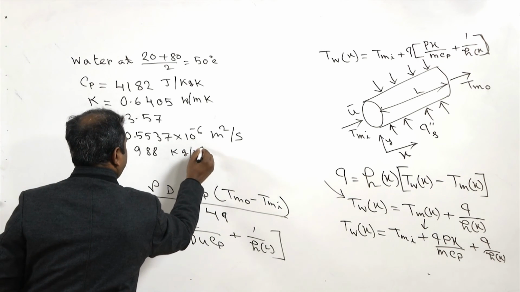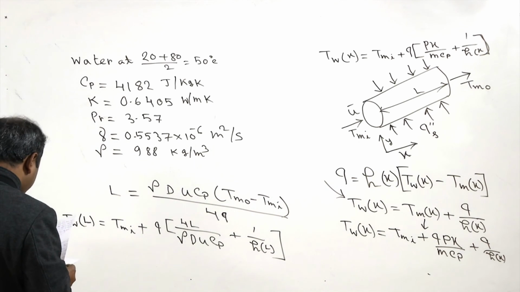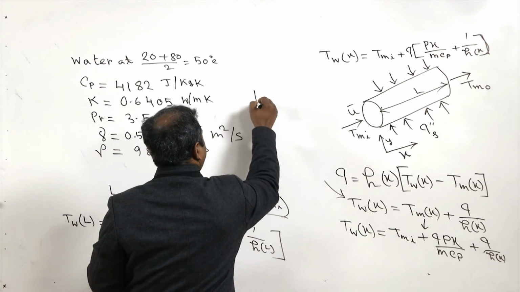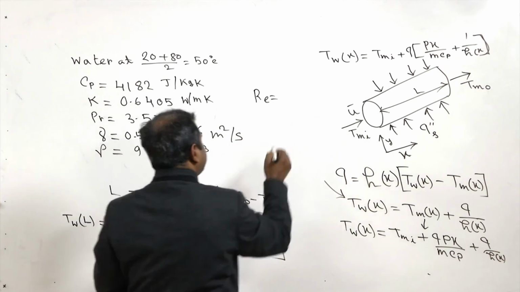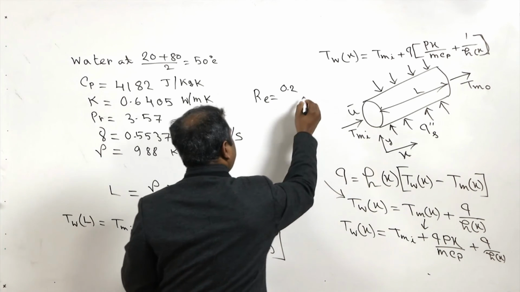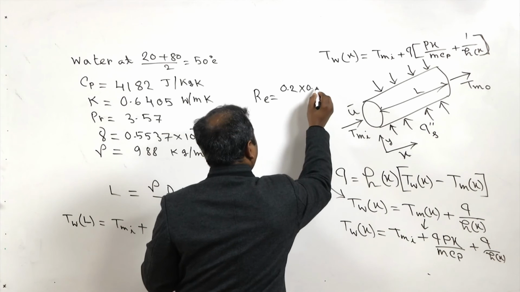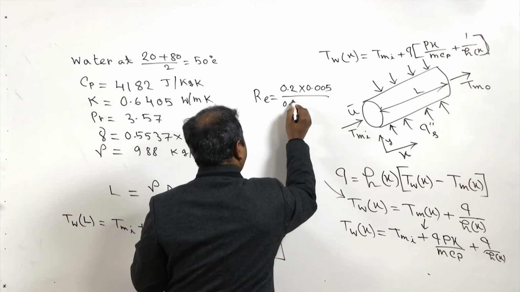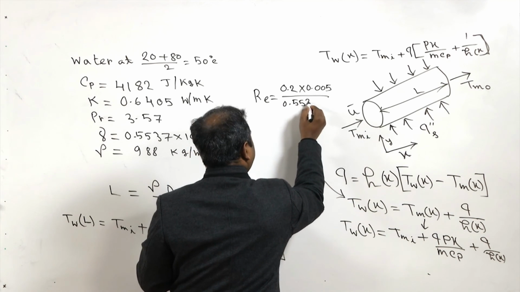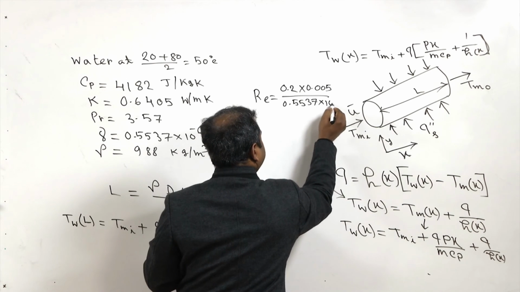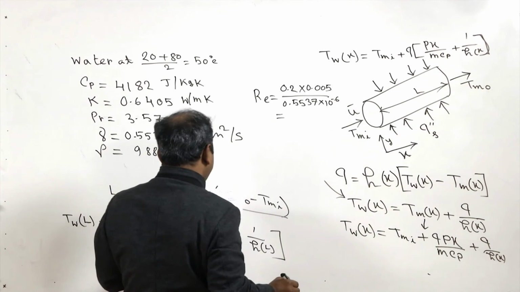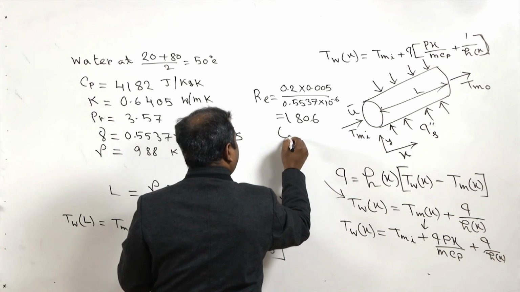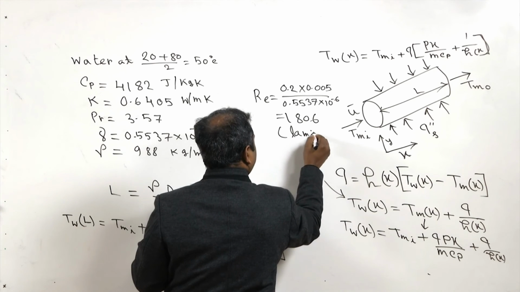With all these properties we will first find the Reynolds number, to see whether it is laminar or turbulent. The Reynolds number becomes 0.2 into 0.005, divided by 0.5537 into 10 to the power minus 6. So, the Reynolds number comes out as 1806, which is less than 2400. So, it is laminar.